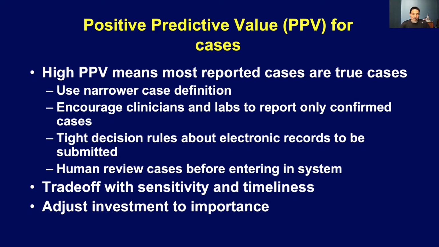So if you have a high positive predictive value in your surveillance system, then most of the reported cases are actually cases. You can achieve this by having a narrower case definition. So this could be a trade-off with the sensitivity and specificity, right? But you can encourage, for example, using clinicians to report only the cases that they know are confirmed as opposed to the suspected ones. And you can have really close, careful review by humans, for example, to make sure that what is being reported does represent a true case. These kinds of things can increase the positive predictive value for cases.